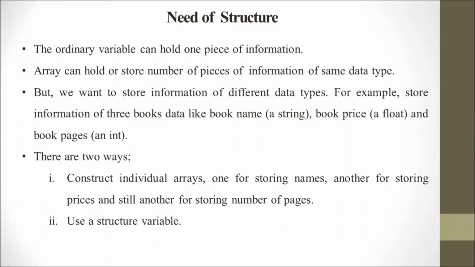An ordinary variable can hold one piece of information. An array can hold or store a number of pieces of information of the same data type. But we want to store information of different data types. For example, store information of three books: book name as a string, book price as a float, and book pages as integer type. So there are two ways.